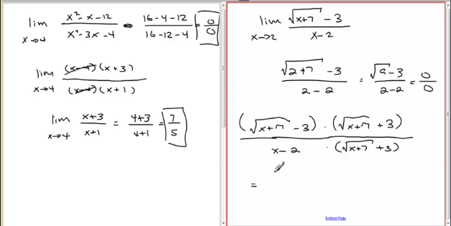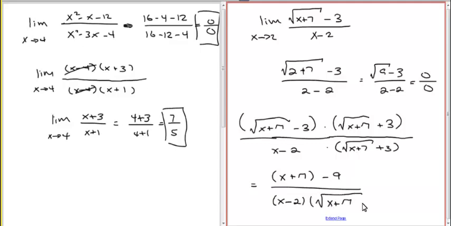Then you multiply this thing out. FOIL says you take this times that, so that's F, and the square root of x plus 7 times the square root of x plus 7 is just x plus 7. The inner and outer cancel out because that's why you chose that. Then you have negative 3 times positive 3, which is 9. And the denominator stays the same as the previous step.